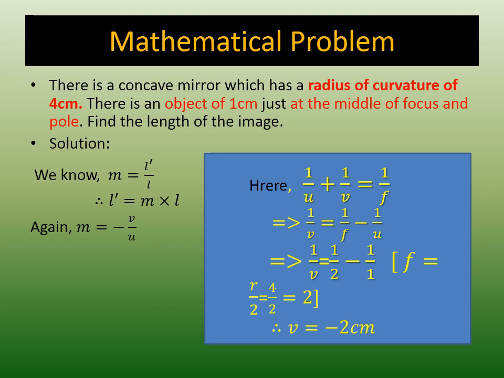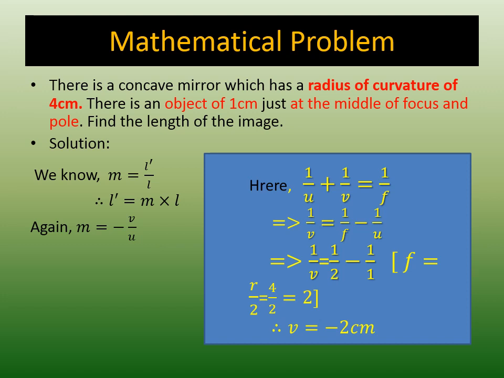Look at the question. There is a concave mirror which has a radius of curvature of 4 centimeter. Radius of curvature means R. We know the equation f is equal to r by 2. By solving this, we can find the value of f. But there is an object of 1 centimeter, this is the length of the object, just at the middle of focus and pole. Just at the middle of the focus and the pole.